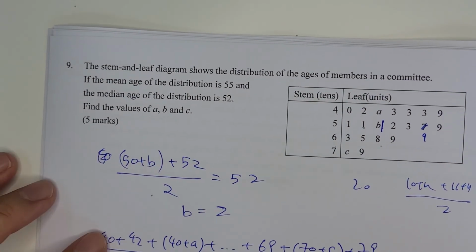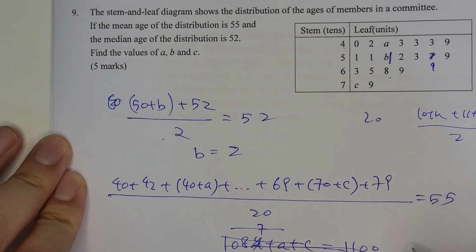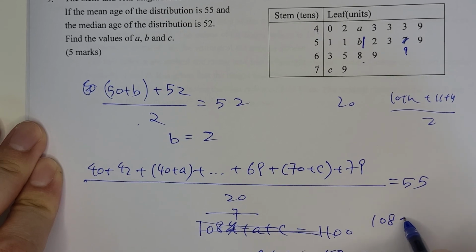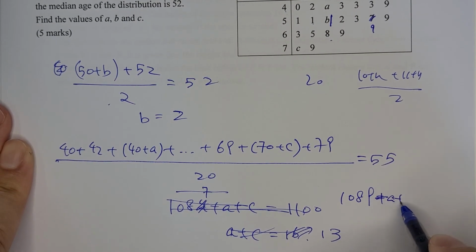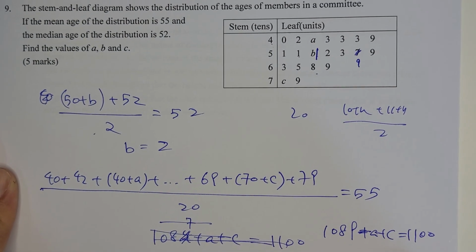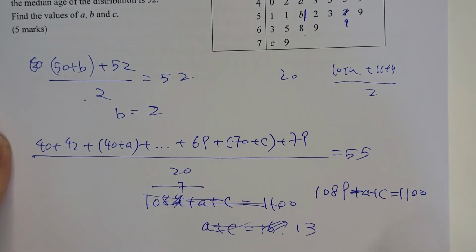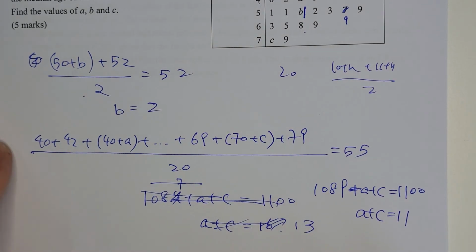Okay, sorry, my mistake again here. It should be 1089, okay, plus A plus C equals 1100. Sorry, okay, my bad. And after you get this, you will find that A plus C equals 11. So let's see whether it is possible.